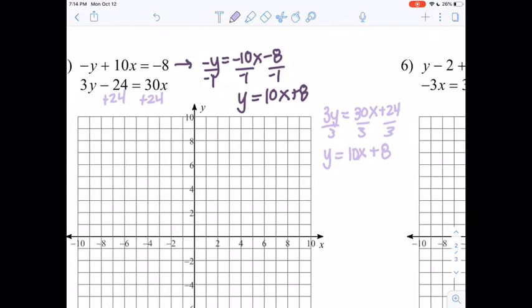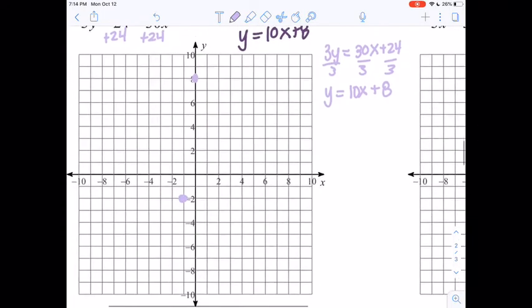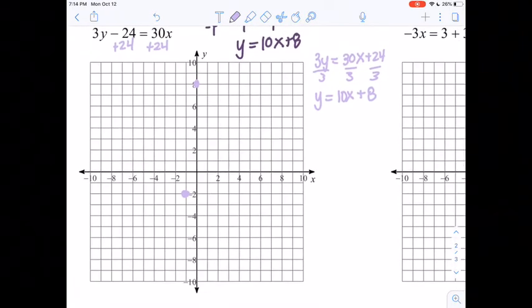Okay, so I'm going to graph that one first. So my starting point is 8. Obviously, I'm not going to go up 10 because that's going to take me way off the graph. So I'm going to go down 10 to the left 1. And then I can't go any further because if I go down 10 again, I'm going to go off the graph. So I'm going to connect these 2 points.